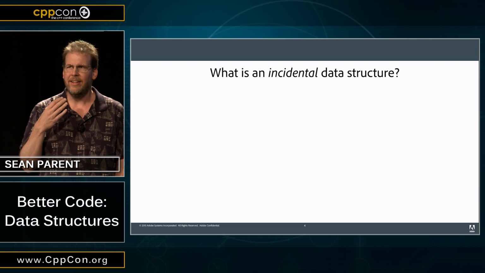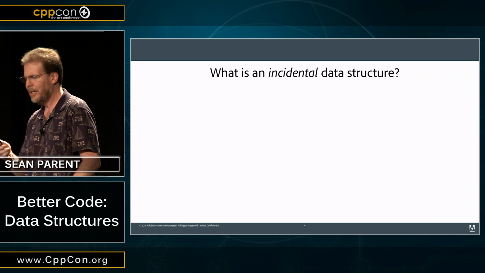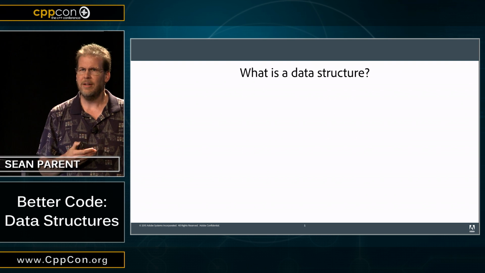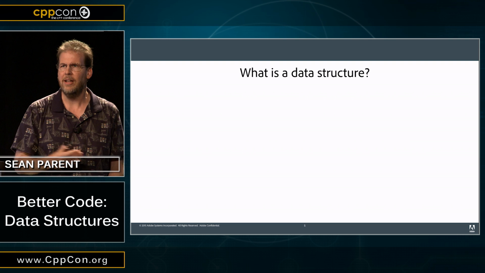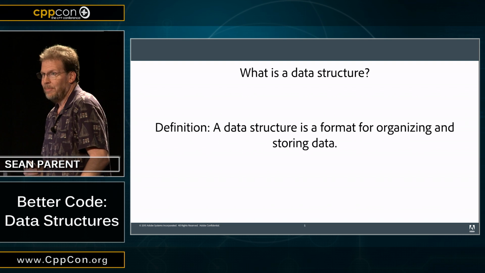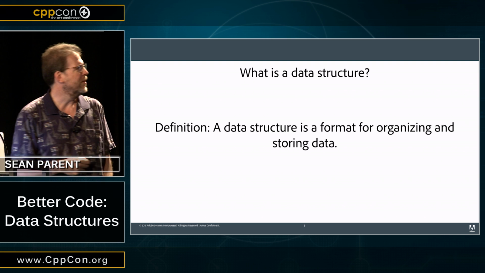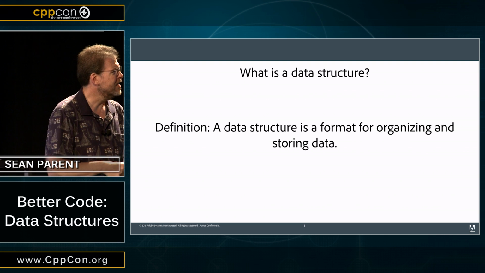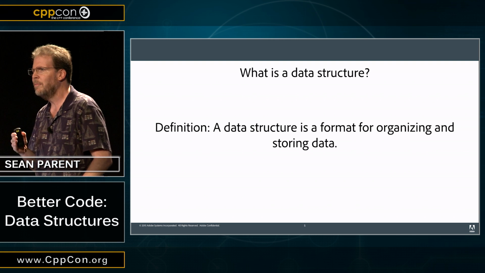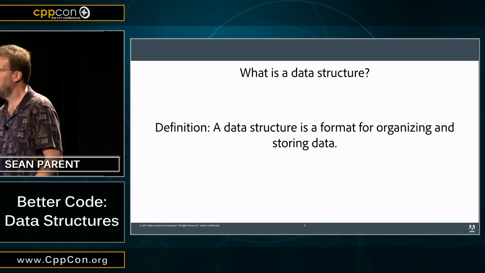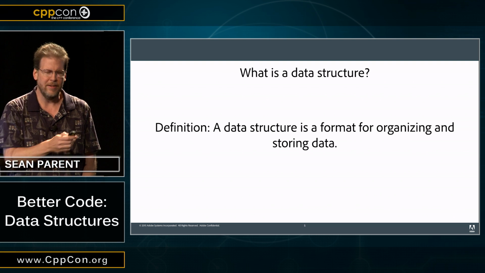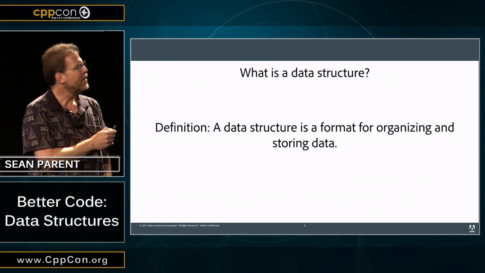But what is an incidental data structure? Okay. To understand that, we need to understand what is a data structure. Now, most of us have a pretty decent idea. We're like, well, it's a list, it's a vector, it's a map. I looked up the definition. That's always a good thing to do if you want to know what something is. Definition is a data structure is a format for organizing and storing data. I'm not sure that I agree completely with the and storing data part, right? A data structure can be just a format for organizing data. You don't necessarily have to store the data inside the data structure. But that's not a bad definition.